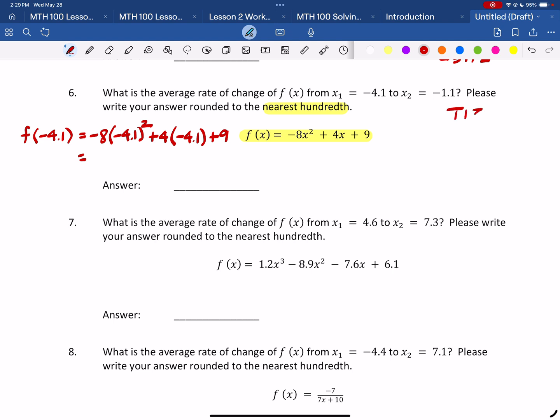Remember, TI-30 X2S is the calculator that we use on tests, and it's the one that I will use. It's got the parentheses and everything in there. So I'm going to type in negative 8 parentheses, negative 4.1 close parentheses, x square key, plus 4 parentheses, negative 4.1, plus 9, and I get negative 141.88. Nearest hundredth is 2 places. That's what it comes out to. My answer is negative 141.88.